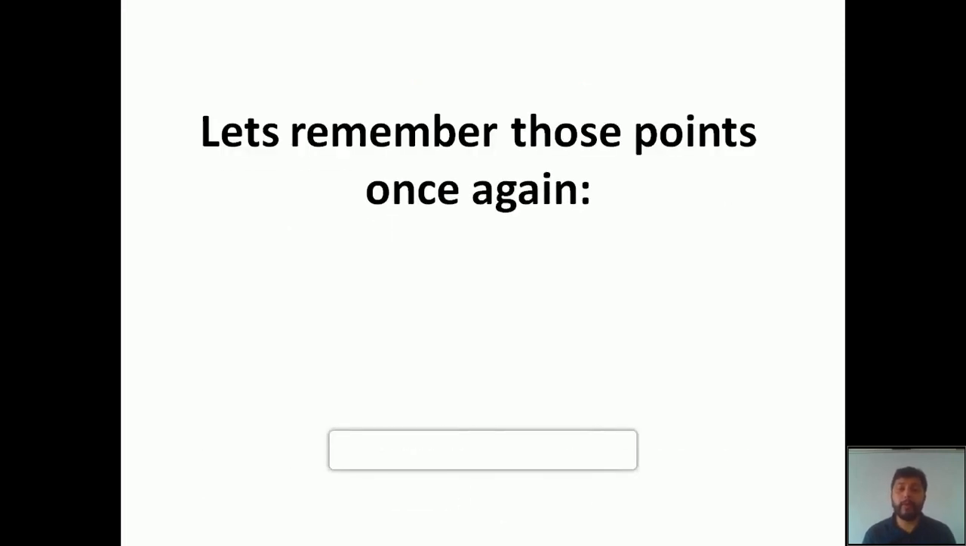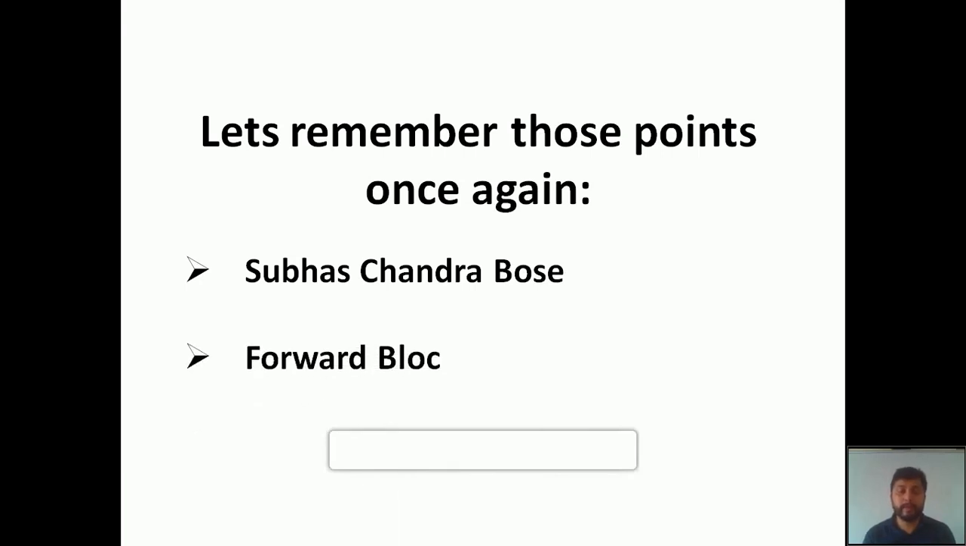Before we move to the class, let's remember those points which we were discussing in the last class. First of all, we were having a small life sketch about Subhas Chandra Bose. Secondly, we were discussing Forward Bloc, a group founded by Subhas Chandra Bose under the Indian National Congress. Third, the different objectives of Forward Bloc. So these were the main points which we were discussing in the last class.